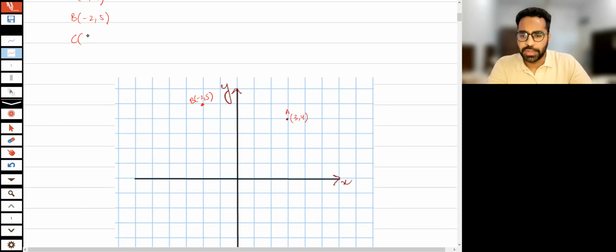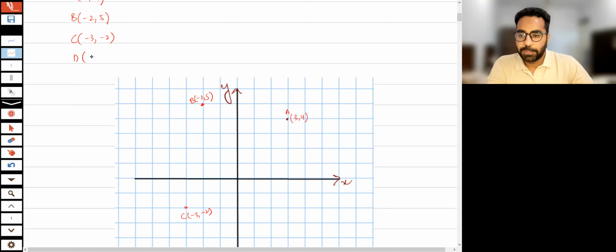Let's take another point, which is (-3, -2). Minus 3, minus 2 means, this is my origin. From the origin, I have to go 3 units to the left and 2 units downwards. So I'll come over here at this point C, which is (-3, -2).